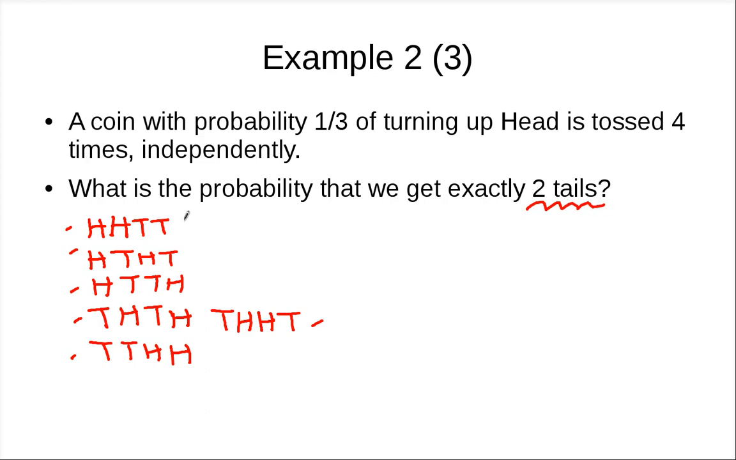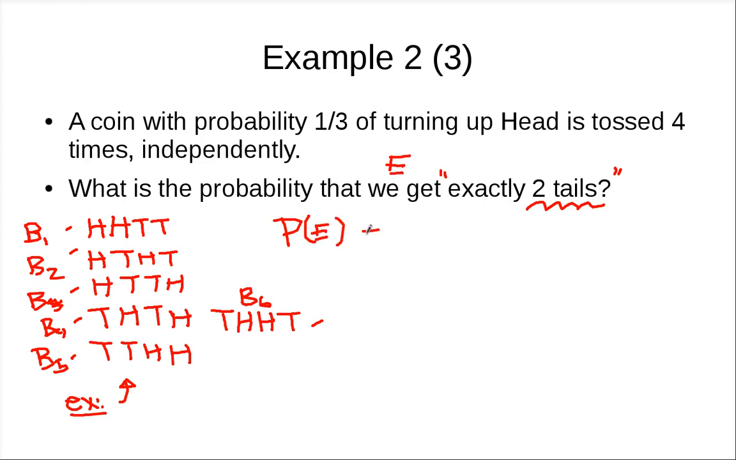Okay. Can you figure out the number of these outcomes without actually writing everything down? So that's an exercise: find out if this is correct. And you know that for each outcome, we can think of this as one event. So let's call this event B1, for this B2, B3, B4, B5, and B6. So the probability of this event, let's call it event E, equals... because these six events are mutually disjoint, mutually exclusive.